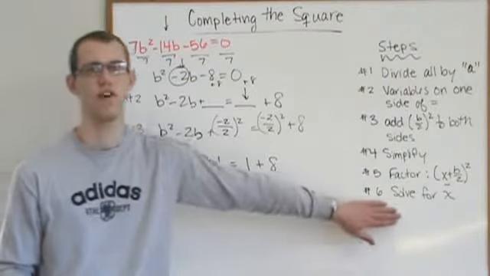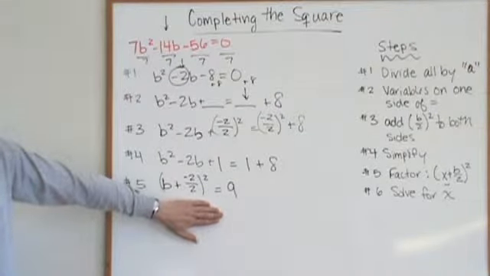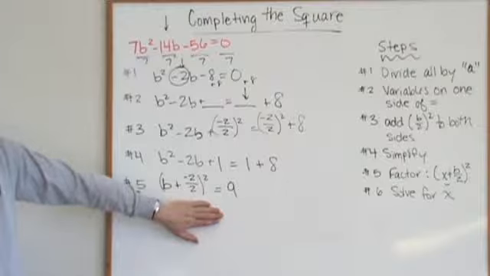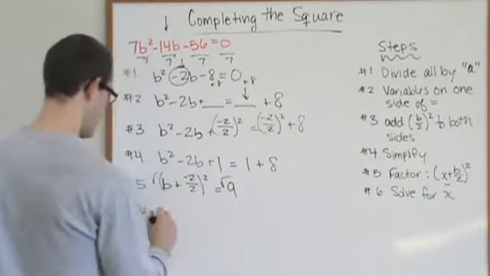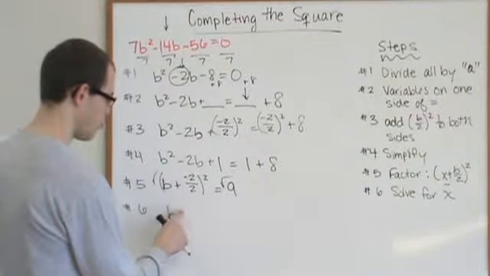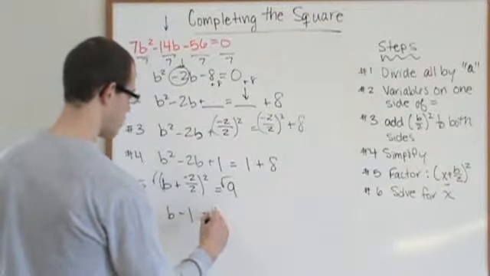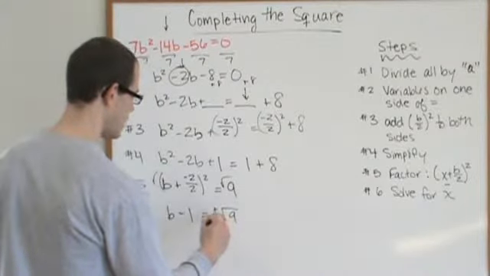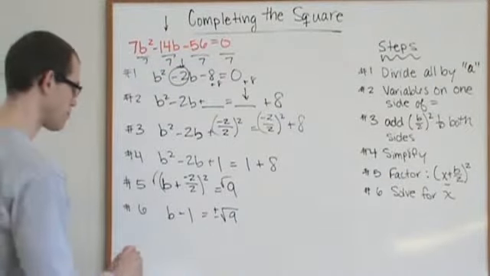Lastly, number 6, solve for x. So what do we have here? We have a quantity squared equal to 9. So let's square root both sides. So if I square root both sides, I have b, I don't need that parenthesis anymore, b plus negative 2 divided by 2, that's actually negative 1. And then we have plus or minus the square root of 9. You have to remember that plus or minus. It's very important. The plus and minus is important.